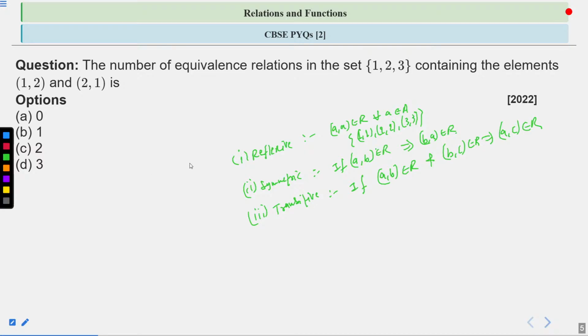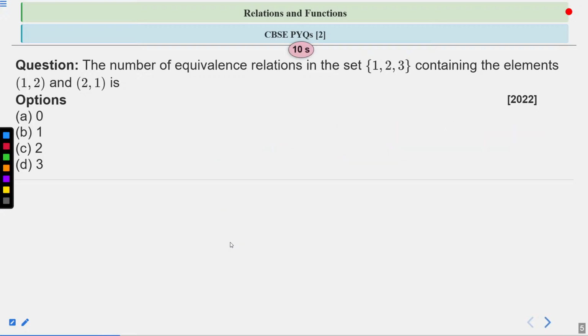So for equivalence relations, all three conditions must be satisfied. We must form the set of relations in which all three conditions are satisfied for the relation to become an equivalence relation. You must think in this way. You have 10 seconds to solve or think about this question. After that, we will discuss the solution part.